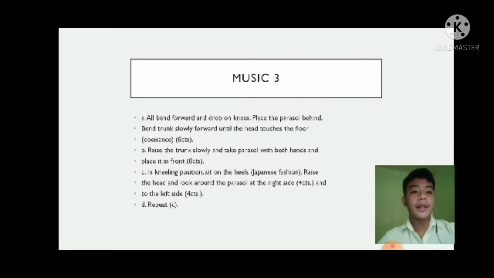Then music 3, and then A, all bend forward and drop on knees, place the parasol behind, bend trunk slowly forward until the head touches the floor. And then B, raise the trunk slowly and take parasol with both hands and place it in front. And then C, in kneeling position, sit on heels, Japanese fashion, and then raise the head and look around the parasol at the right side and to the left side. And then D, repeat C.